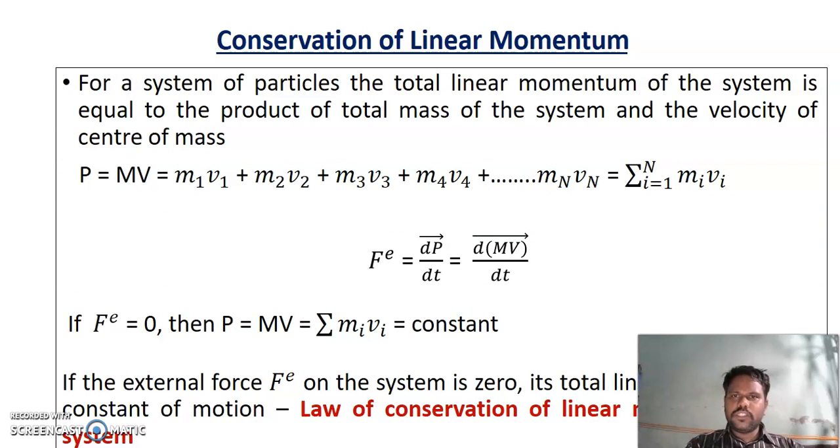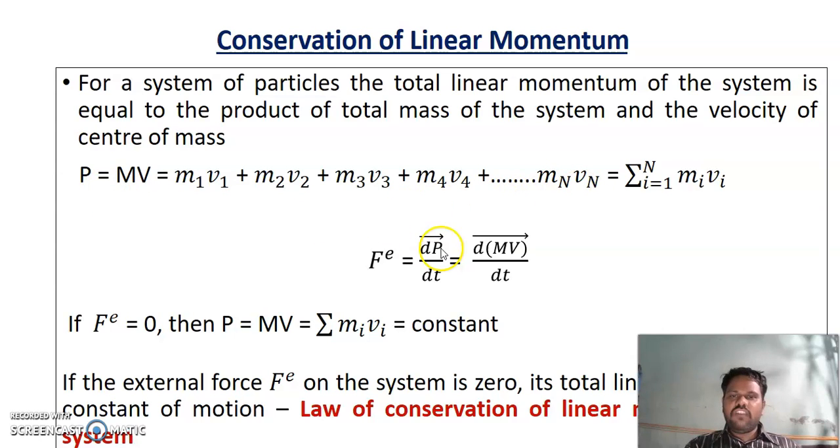The laws of motion follow conservation laws. So first, conservation of linear momentum. For a system of particles, the total linear momentum of the system P is equal to the product of total mass of the system and the velocity of the center of mass, which is equal to m1 v1 plus m2 v2 plus m3 v3 up to mn vn.